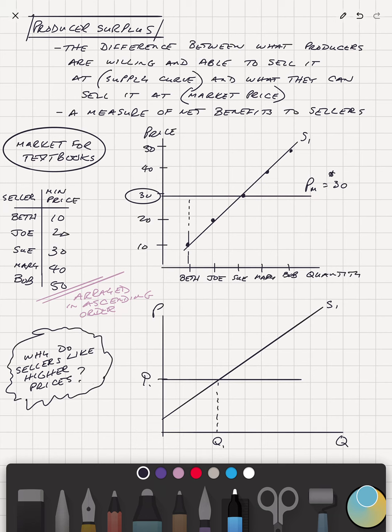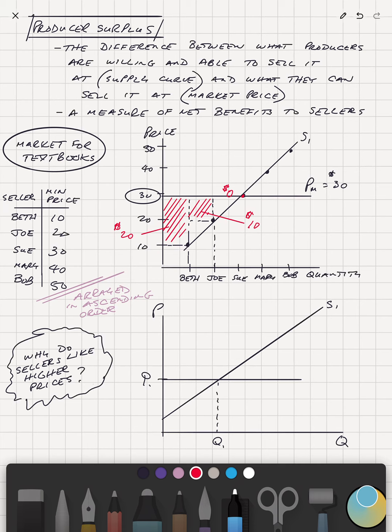Now wait a minute, this area right here is the producer surplus of Beth, equal to $20. She's willing and able to sell the textbook back for $10. The bookstore gives her $30. This is $20 more than she expected or wanted to receive, and she's very happy. Does Joe sell the textbook back? Well, he can sell it for $30, and the quick answer is yes, because he receives producer surplus of $10. Now, does Sue sell the textbook back? The least acceptable price for her is $30. She gets $30. She has $0 in producer surplus.